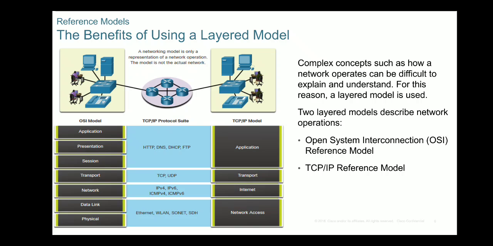There are 2 layered models. One is the OSI model, one is the TCP/IP model. What is OSI? Open System Interconnection. It was developed by ISO. The next one is the TCP/IP reference model, transmission control protocol, internet protocol, TCP/IP. You can see here the OSI model contains 7 layers, the TCP/IP model contains 4 layers.